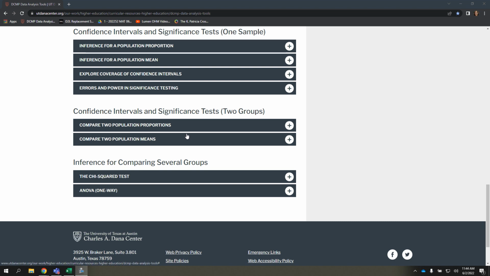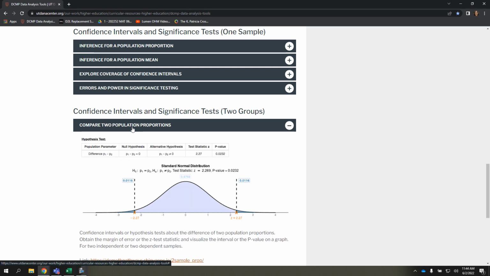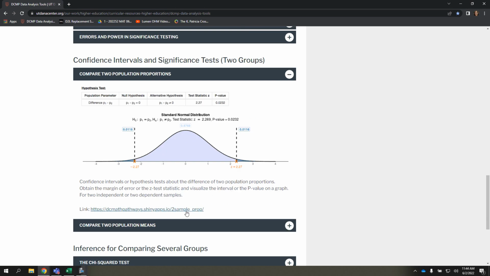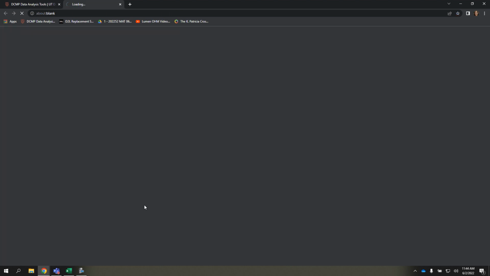In this video, we're going to explore confidence intervals and significance test Shiny apps for dealing with two groups of data. Previously, the other videos covered separately the one sample tests for proportion and one sample for means, and that was confidence intervals as well as testing. Let's go ahead and take a look at the Compare Two Population Proportions app, since this is very similar to comparing two population means.